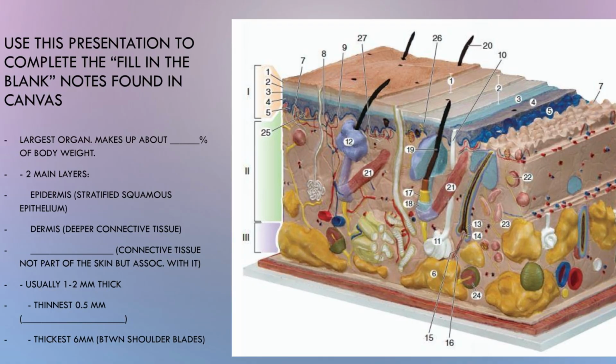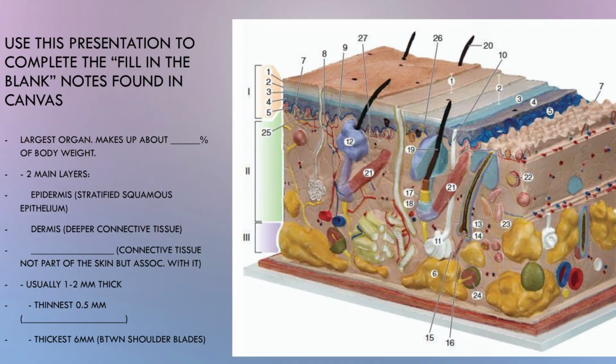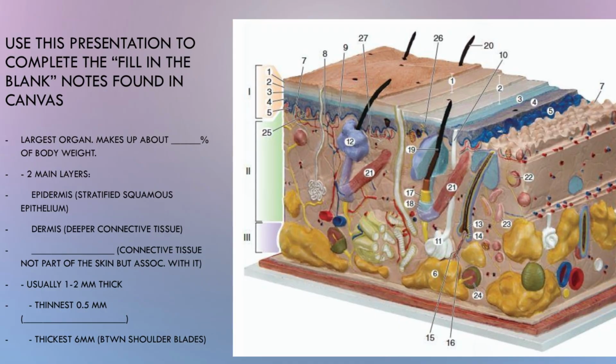A good way to remember this is that hypo, if you think below or beneath, like medical terminology, for example, hypoglycemia, which means you have low blood sugar, below or beneath hypo. And since hypodermis is below the dermis, it makes the name pretty easy to remember.